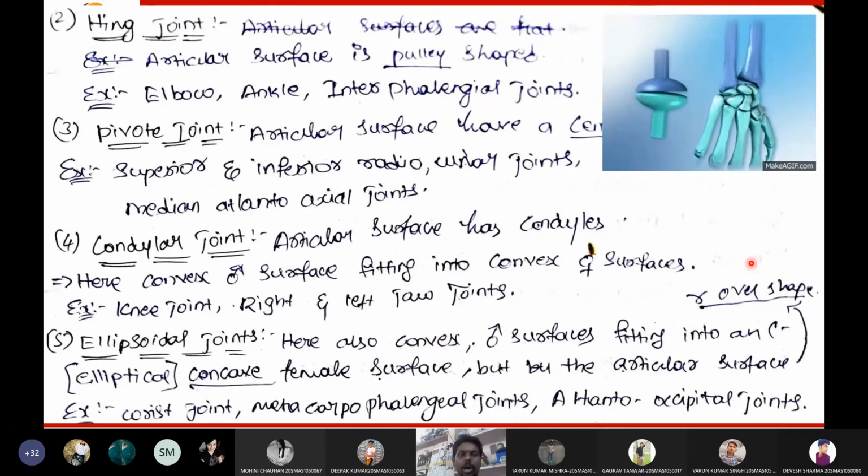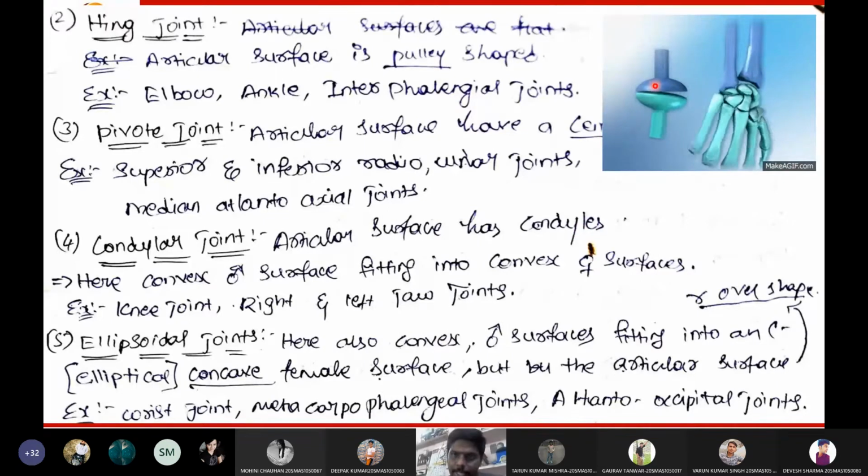Then we have the next one, the condylar joint. Condylar joint means here you will have a concave bone and a convex bone. Both the concave and convex bone will sit into each other and they will rotate. Such a type of movement is called a condylar joint. Condyle means it is a bony projection at the end of a bone. Such projections are called condyles, and one condyle will have a convex surface, whereas another condyle will have a concave surface.